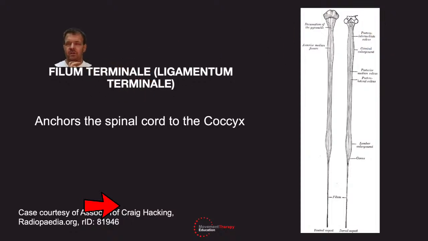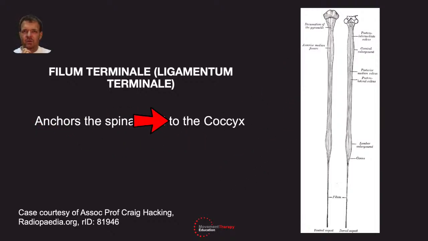Right, let's move on. We've got a couple of other passive structures around the lumbar spine. This one's really cool. It anchors the spinal cord to the coccyx. Your spinal cord finishes at around the level of L1, L2. After that, all the way through the lumbar spine region is the cauda equina, the horse's tail. It's lots and lots of spinal nerves coming off the end of the spinal cord.